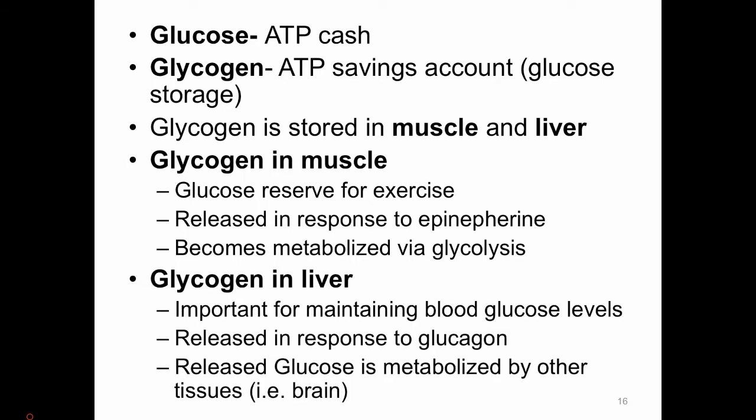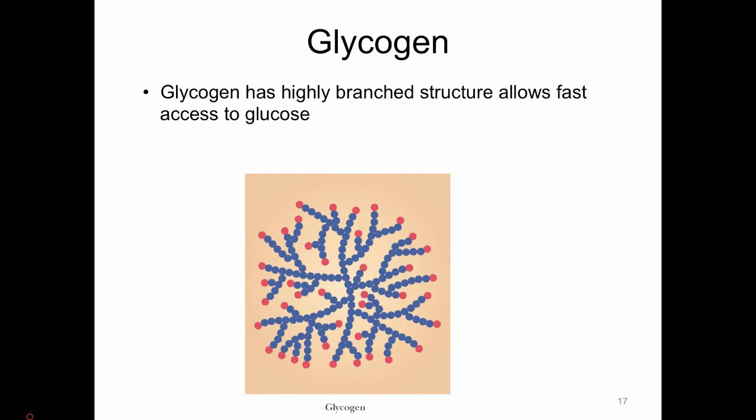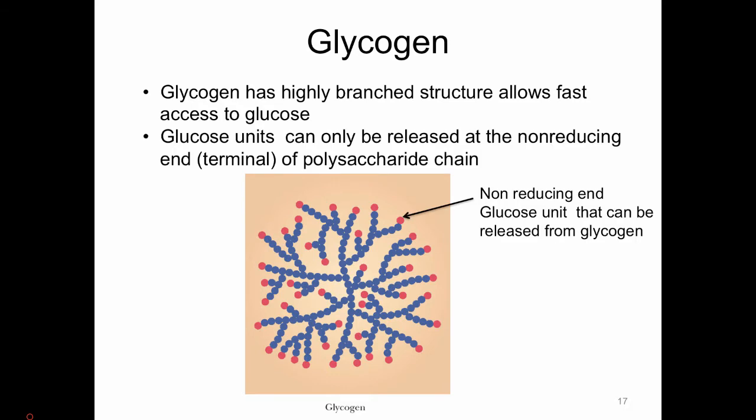Glycogen in liver has a different function. When it's released from the liver, the glucose is important for maintaining blood glucose levels. It's released in response to the hormone glucagon, and this released glucose is going to be metabolized by tissues other than the liver. So, for example, the brain is going to be a major utilizer of glucose. Remember that glycogen has a highly branched structure that allows fast access to glucose. Glucose units can only be released at the non-reducing end, that is the terminal end of a polysaccharide chain.